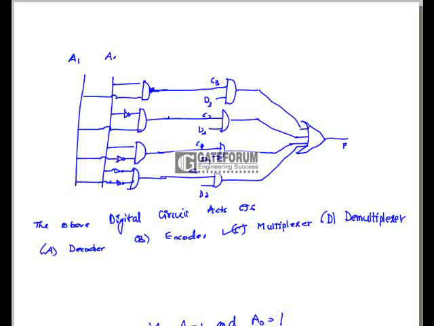Comes to value of F, if A1 and A0 both are equals to 1 means C3 is going to be 1, so D3 is going to be passed to the F. So option C is correct.